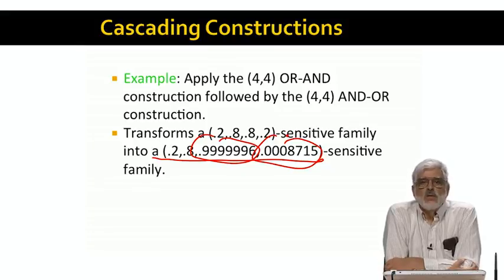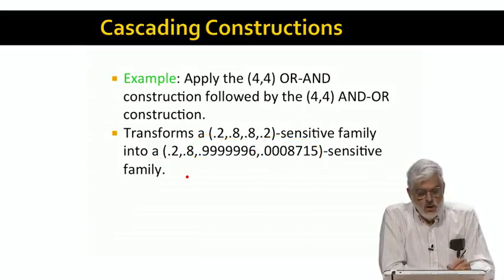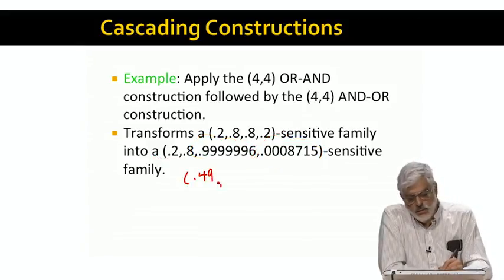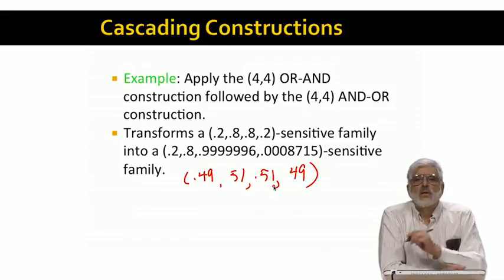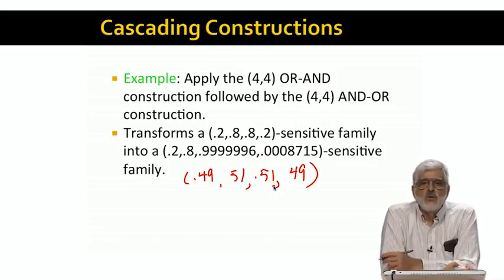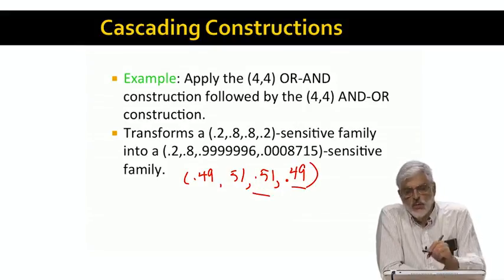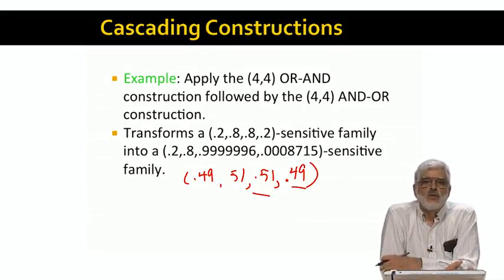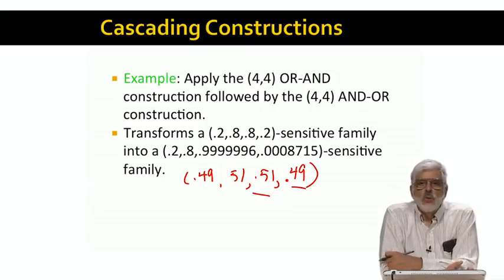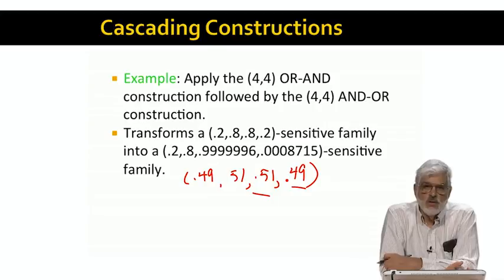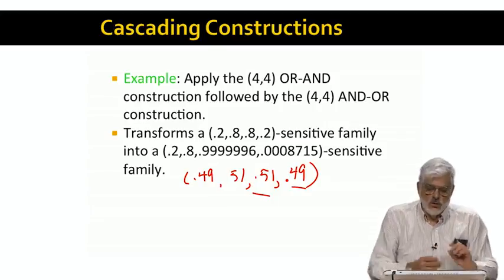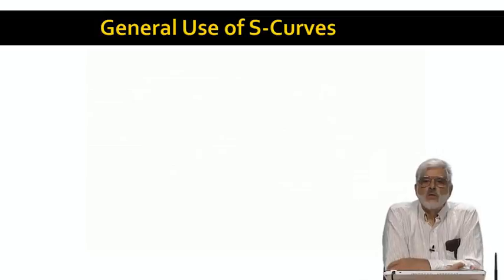But we are free to make the distances be whatever we want, as long as the first is less than the second. For example, we could start with a 0.49, 0.51, 0.51, 0.49 sensitive family, and do constructions that would drive the probabilities, which are initially 0.51 and 0.49, close to 1 and 0, respectively. Of course, we would need many more than 256 of the base functions to get such a steep S-curve. What I'd like to do now is explain how to select the values of R and B for AND-OR constructions.